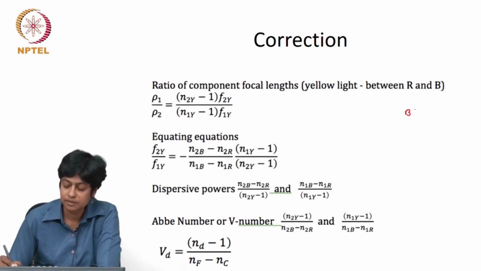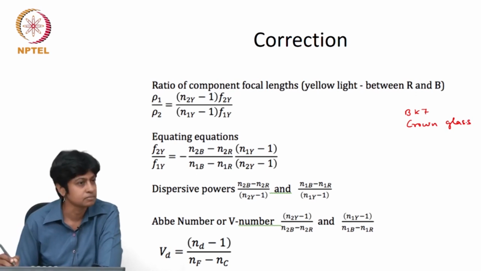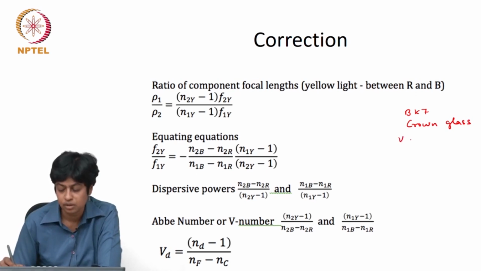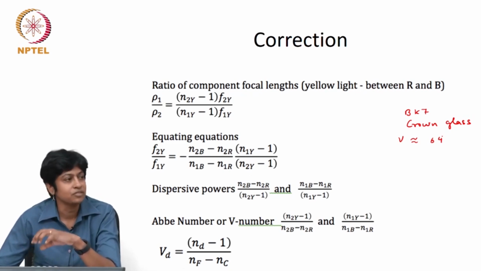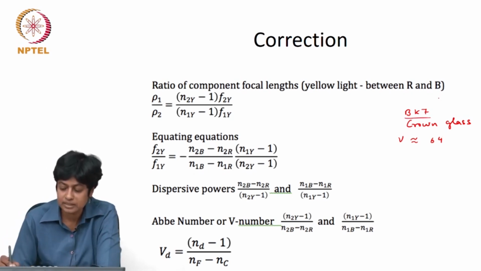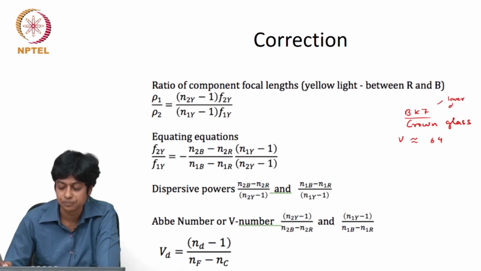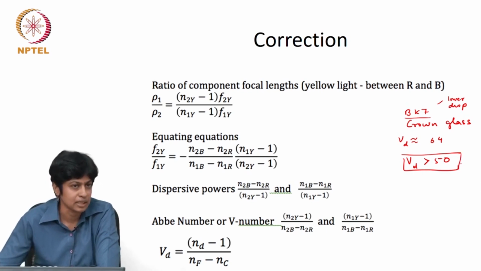It turns out BK7 is a crown glass, and we also calculated its V number, and it was around 64, I think 64.5 or something. So this is on the higher side, and a higher V number means it is a lower dispersive glass. Okay, so we use BK7 because it has lower dispersion. And typically, it's usually denoted as VD. If VD is greater than 50, we call that a low dispersion glass.